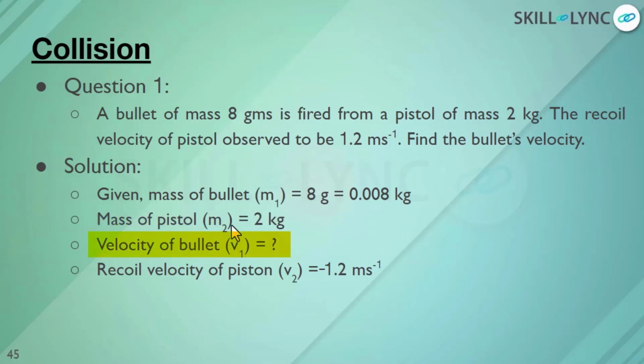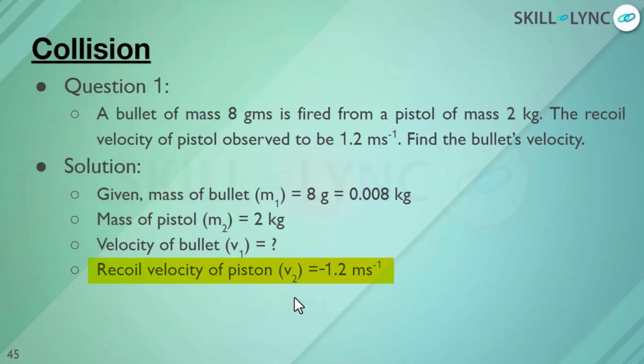Velocity of the bullet. We need to find the velocity of the bullet; that is the actual question. We are considering this bullet velocity as v1 and we need to find it out. Further, the recoil velocity of the pistol is v2. Therefore, the recoil velocity of the pistol is 1.2 meter per second. This is given in the question.